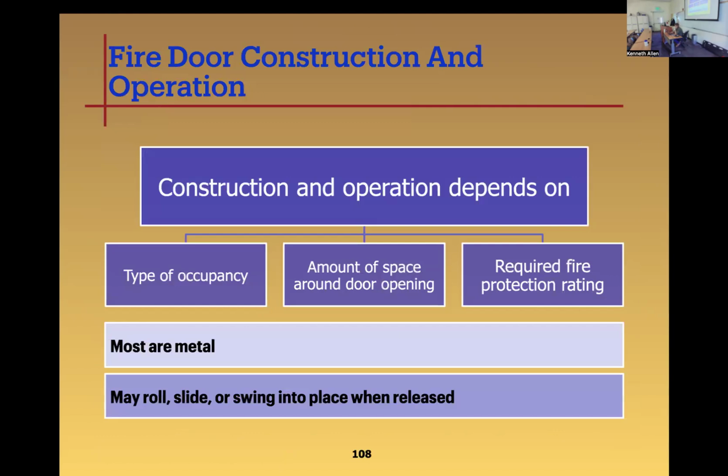So remember, when we're dealing with these, again, just like everything else with door construction, it depends on the type of occupancy, the amount of space around the door opening, the required fire protection rating. They're not going to over-engineer unless need be. So in houses, you're probably not going to run into metal doors in a house unless it's like an interior-exterior door where you're not only worried about fire spread, but you're worried about burglary.